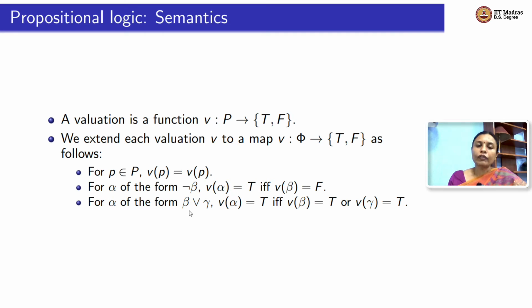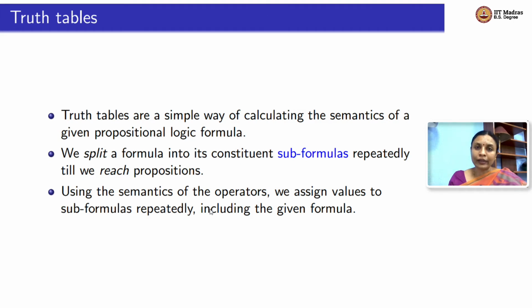Similarly, if I have alpha, which is a formula of the form beta or gamma, then the valuation function will make alpha true if and only if it makes beta true or gamma true. Is this clear? So it's the usual meaning of not, or, and that we attribute in our daily life. Not beta is true if beta is false. Beta or gamma is true if beta is true or gamma is true. Similarly, you can go on for and, implies, equivalence, and so on.